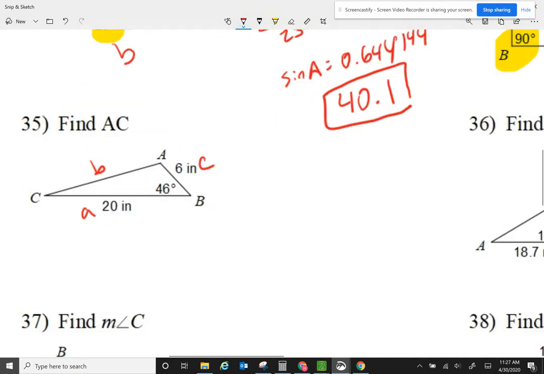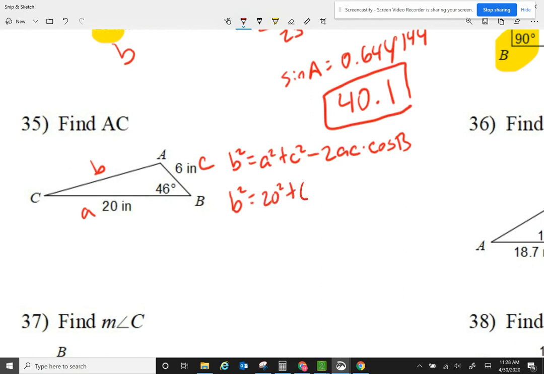So I'm going to use the second one. I have B squared is equal to A squared plus C squared minus 2 times A times C times cosine of B. So I have that B squared, I don't know what little b is equal to, 20 squared plus 6 squared minus 2 times 20 times 6 times cosine of 46.